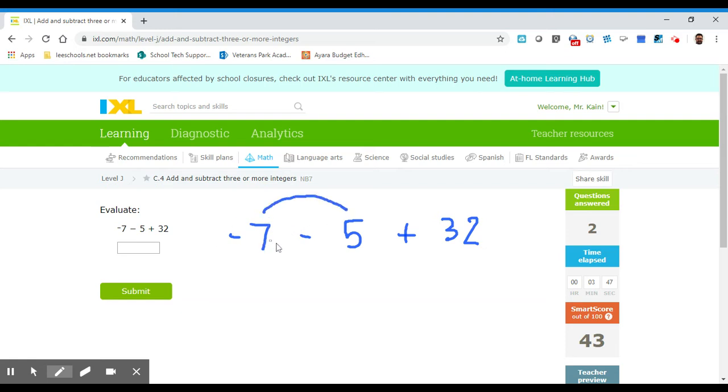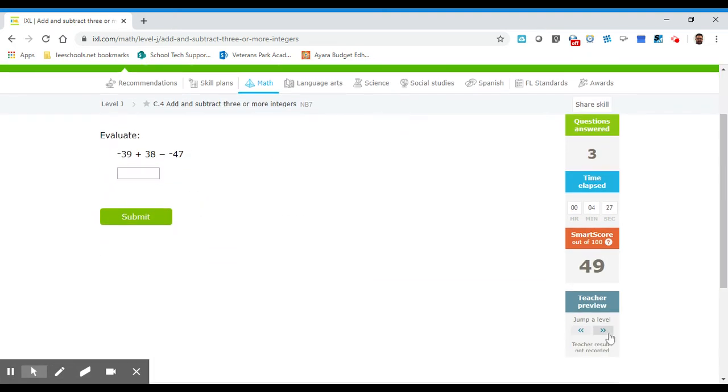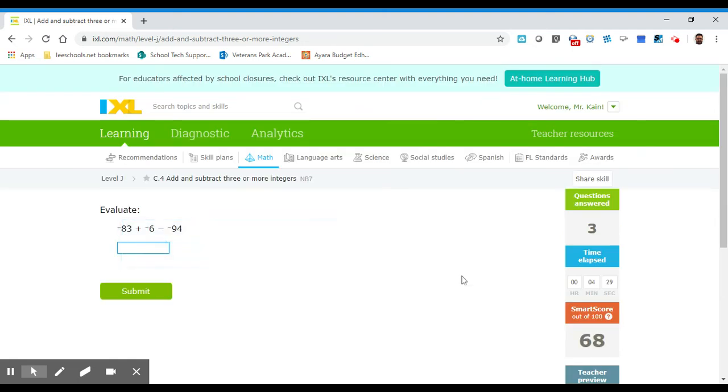-7, -5 is -12 because it's the same sign, so you add them up. And then this is different signs, so it's 32 minus 12. You subtract and you get 20. Now remember to pick the sign: 32 is bigger than 12, so it's going to be positive 20. Like this.